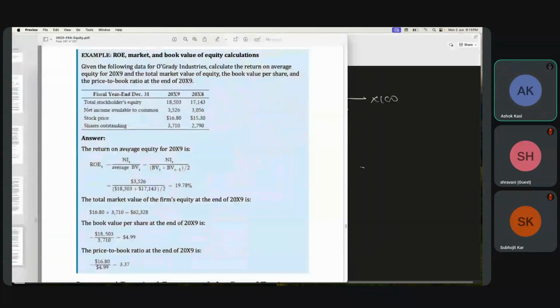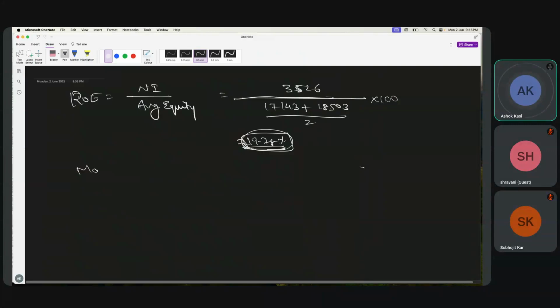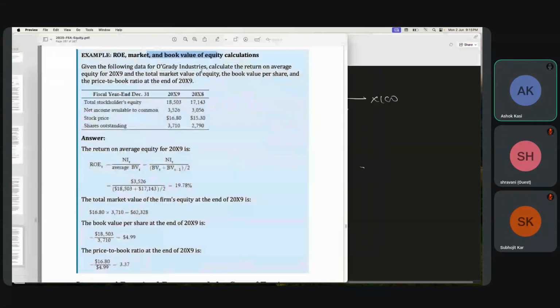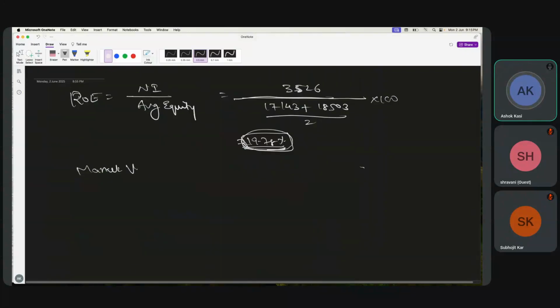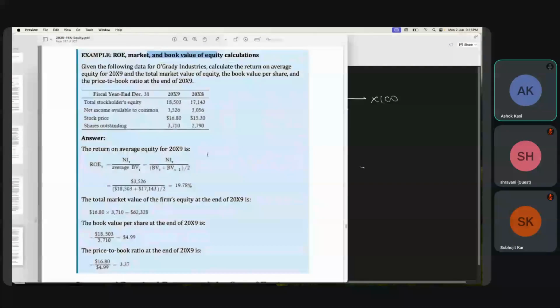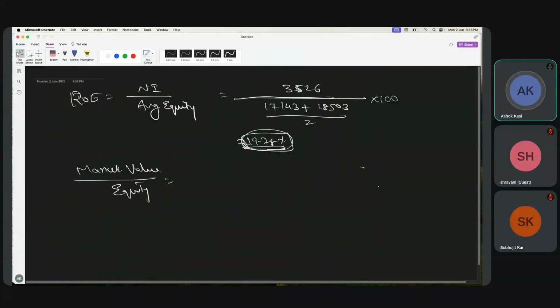Okay. The next one is market and book value of equity. So market means market value. Market value and book value. Market value, how will I know? Market value is also called market capitalization. Remember we did market capitalization. What is the formula? Do you people remember? Number of shares outstanding into price per share.